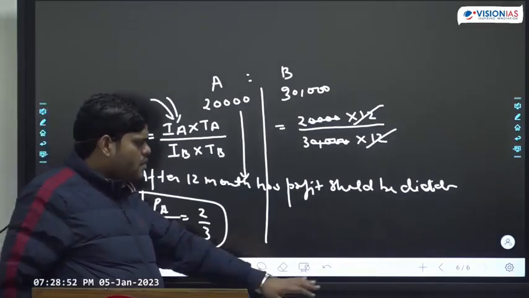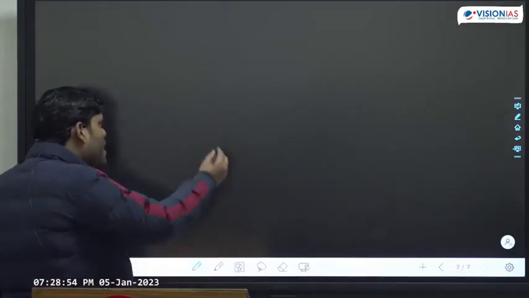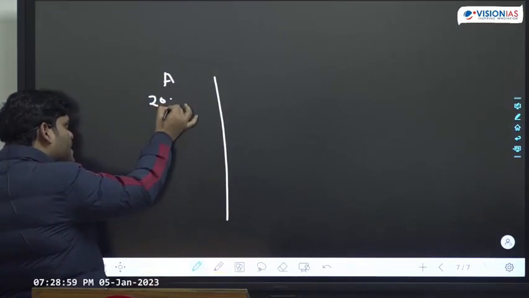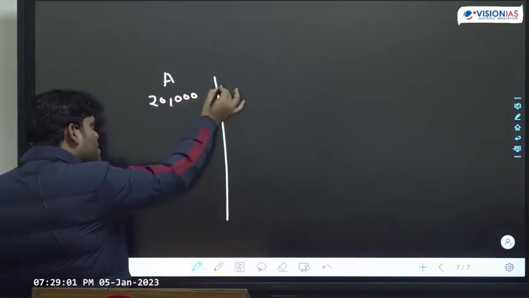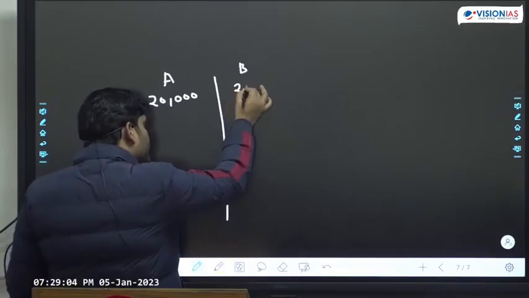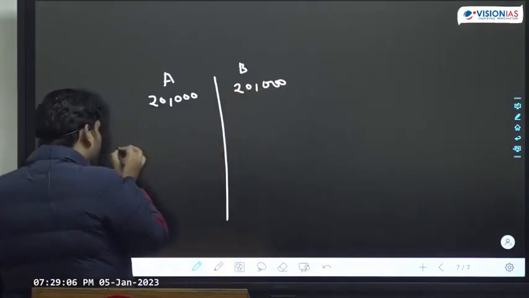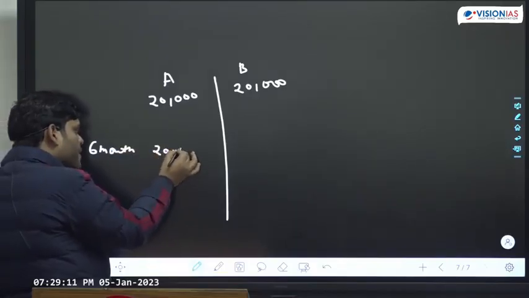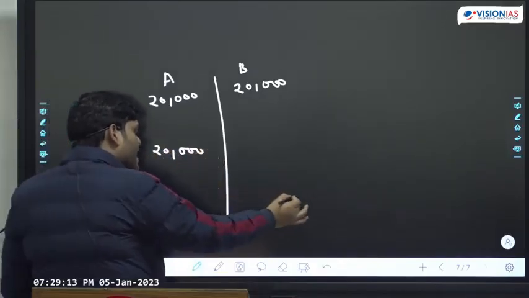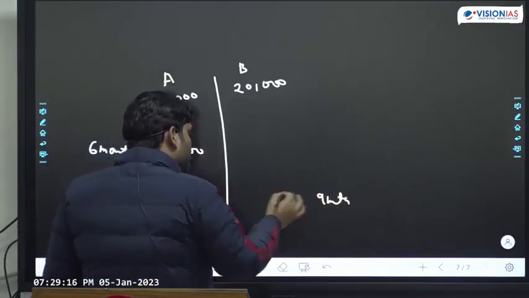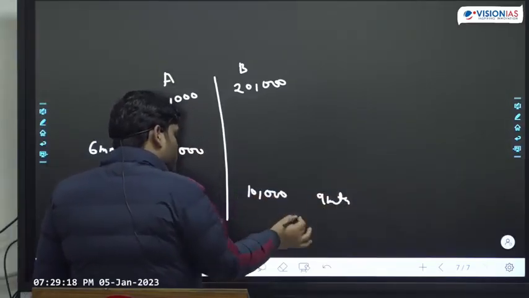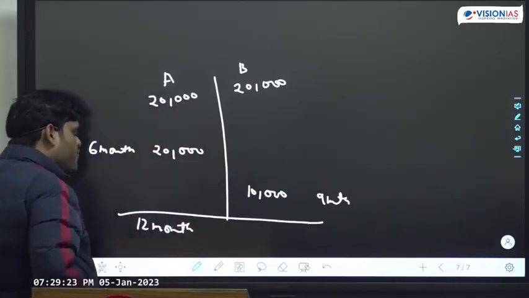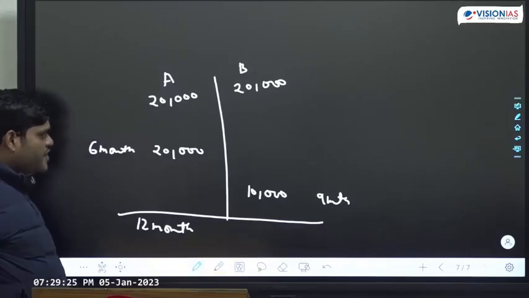Okay? Let's take more examples. Suppose a business is there. A has put 20,000 rupees. B has put 20,000 rupees. After 6 months, A increased the investment by 20,000 more, and after 9 months, B has put 10,000 rupees more. So after 12 months, how will the profit be divided?